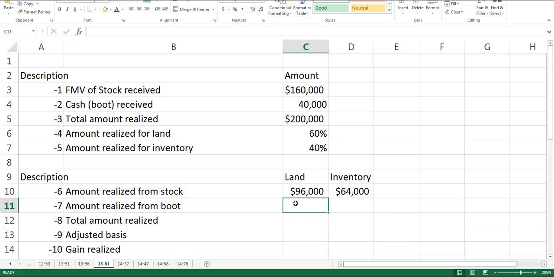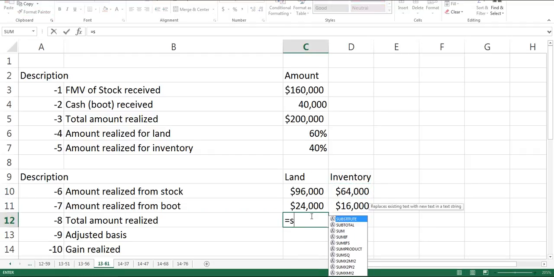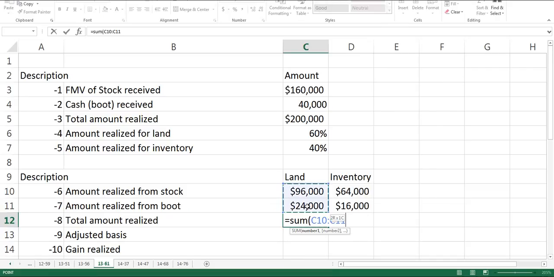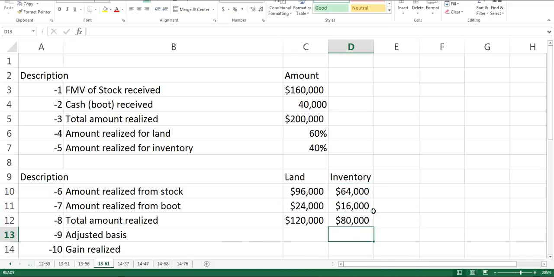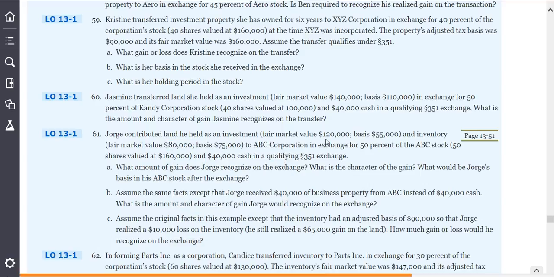We're also going to do the same thing for the boot. So 60% of the $40,000 gives us $24,000, and then we will take 40% of the $40,000, which gives us $16,000. All right. So that gives me a total amount realized. This should be $120,000, and this should be $80,000. And we know that because that matches up to what we had over here, the $120,000 and the $80,000 fair market value.